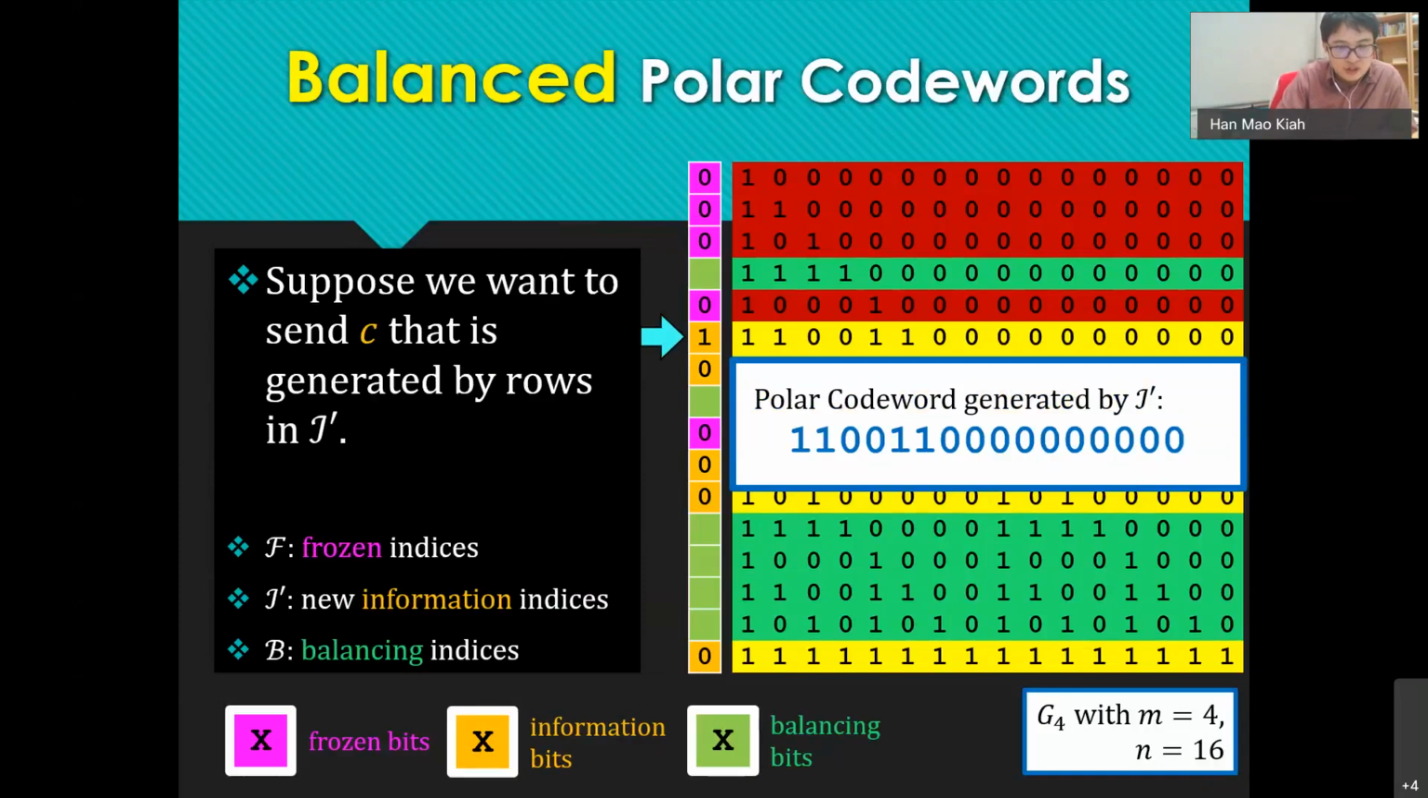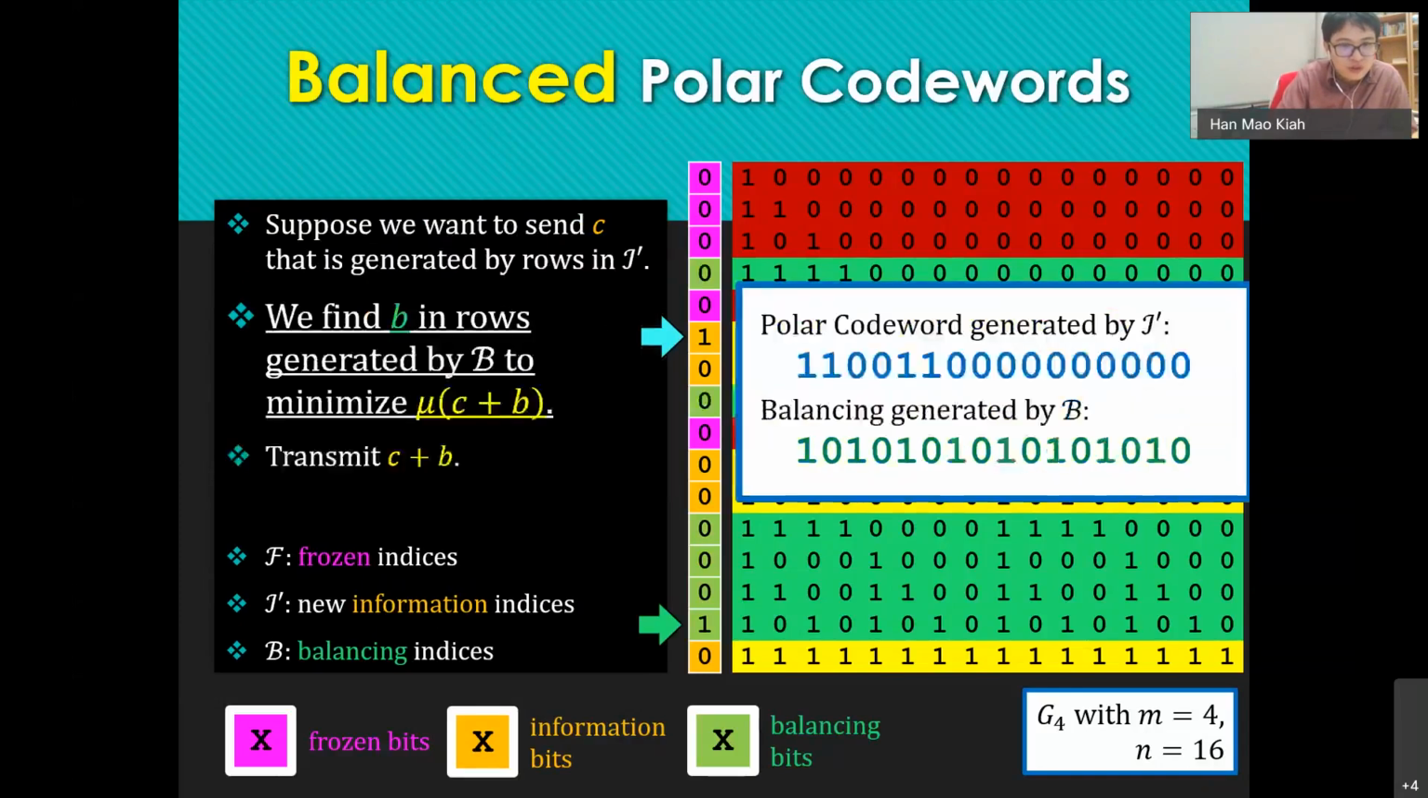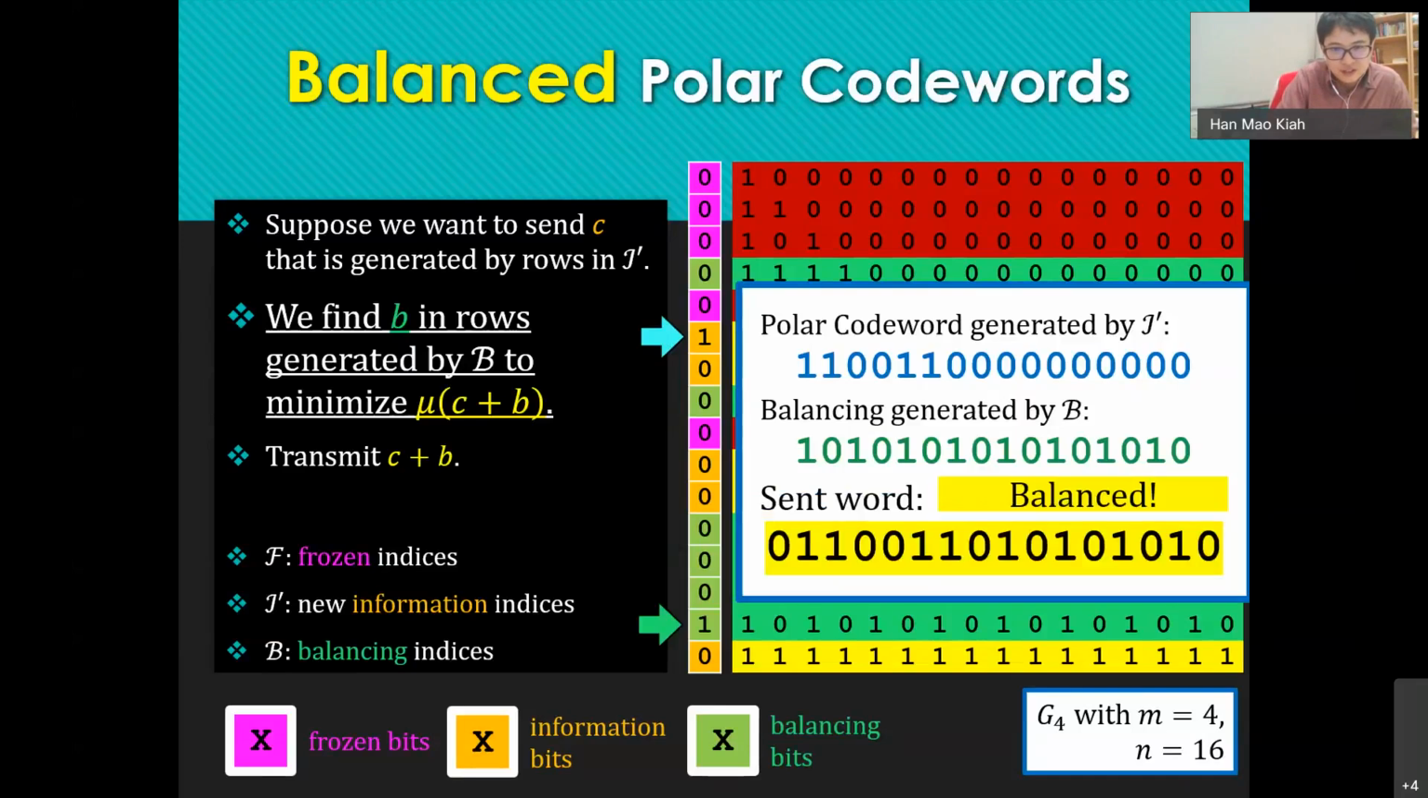But now we will not send this. Instead, from the green cells, what we will do is to pick B in the rows generated by the green rows, such that the imbalance resulting from its sum, C plus B, is minimized. In this case, this word over here will do the trick. By adding these two words, you obtain this word which has weight 8 and is balanced. Some of you might notice this is the exact same example that I presented earlier with the extended Hamming code.